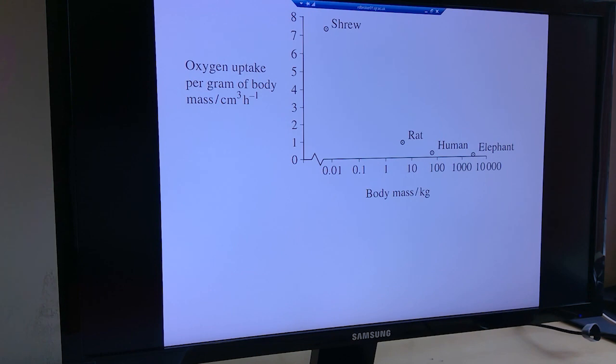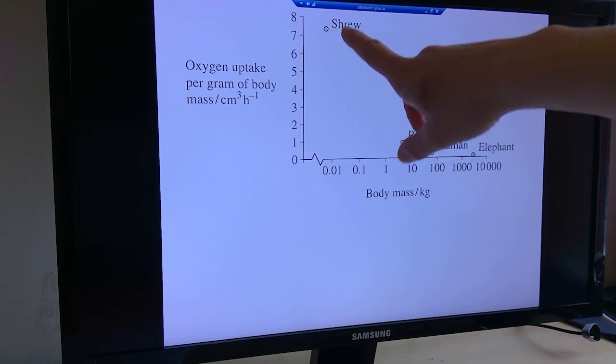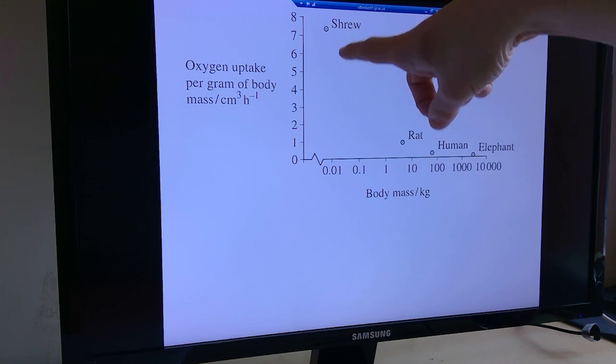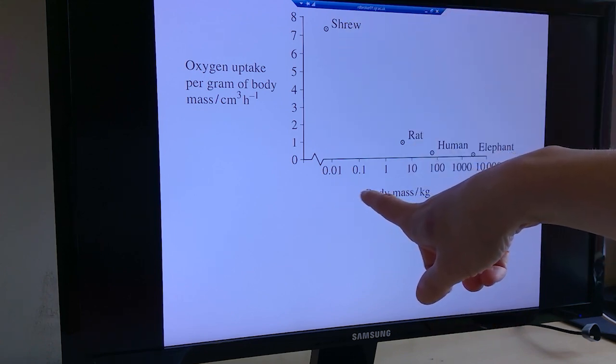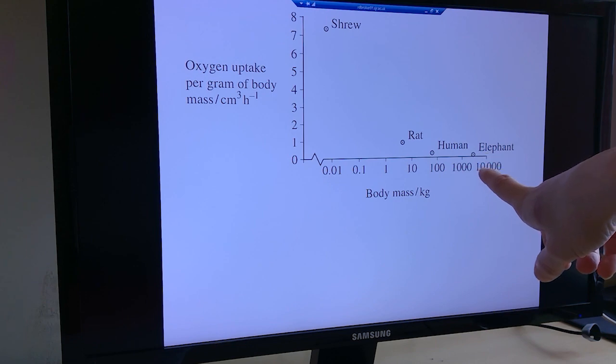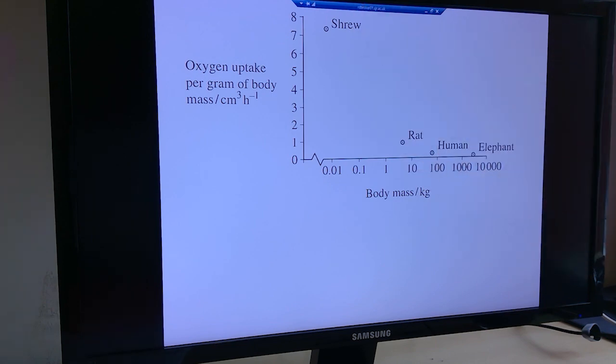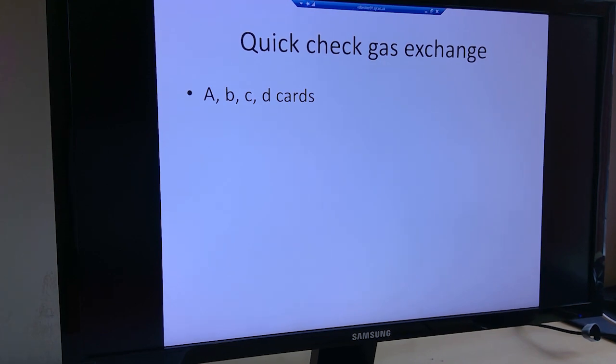Okay, so here we've got a graph. Oxygen uptake per gram of body mass and body mass. Okay, you can see shrew, very small animal, very high oxygen demand, very low mass. Elephant, high mass, lower oxygen demand.